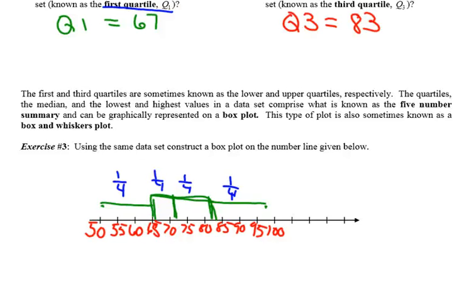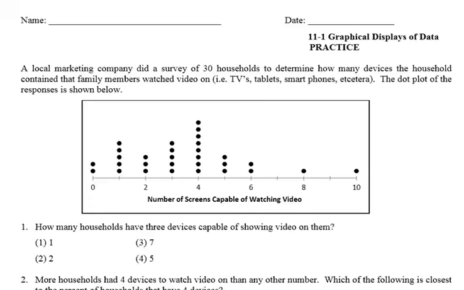You could also do this as a percent. 25% of the scores are here, 25% are here, here, and so on. Okay? All right, so let's see what we have going on over here.